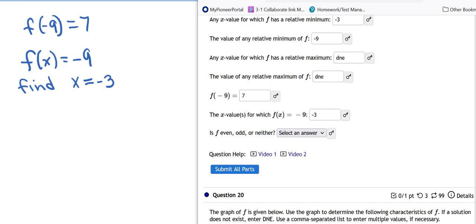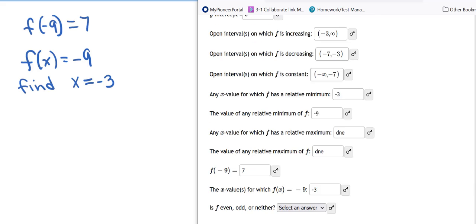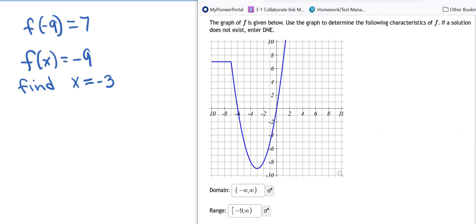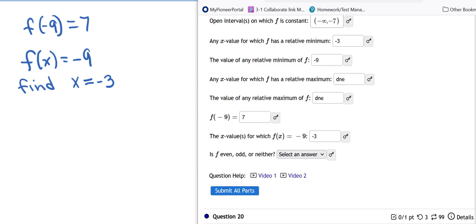And then they ask us about, is it even, odd, or neither? So this is just a visual thing, right? It does not flip across your y-axis, so it's not even. That one's out. It does not rotate 180 degrees and give you back the same. So this one is neither.